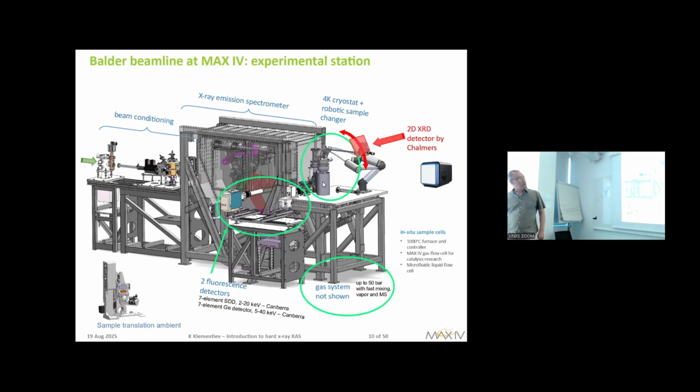Present on this picture is the liquid helium cryostat, but we move it in and out. There is an arm that holds a 2D detector. We use it for diffraction if needed. And then on this side, there are two fluorescence detectors, well, shown only one, that we use to measure fluorescence, which is one of the ways to record absorption spectra. I will come to this.